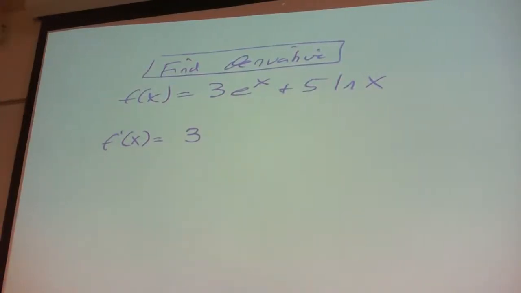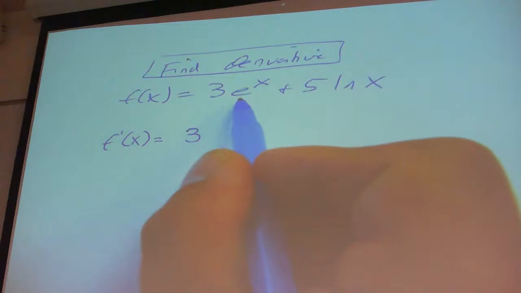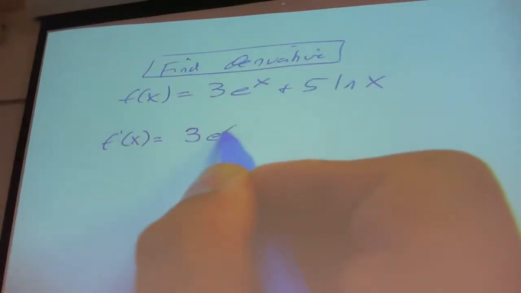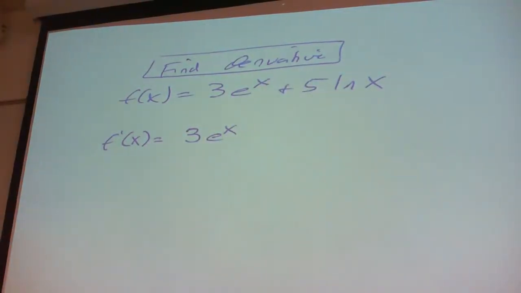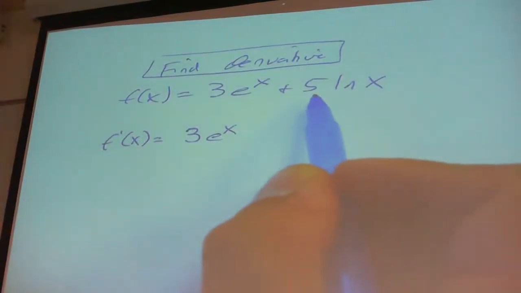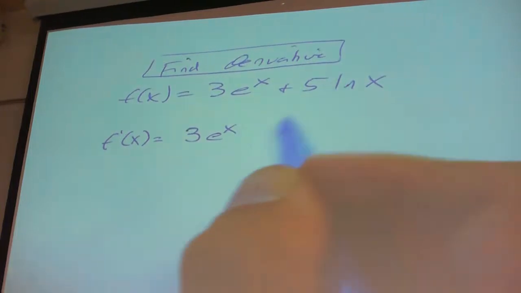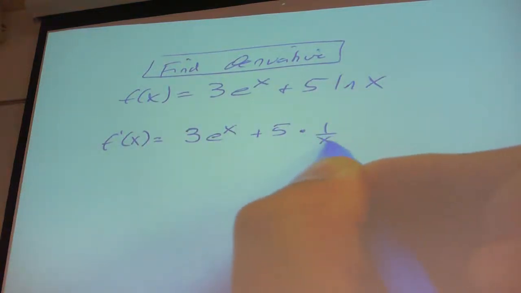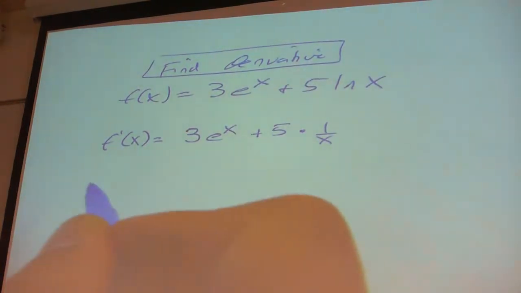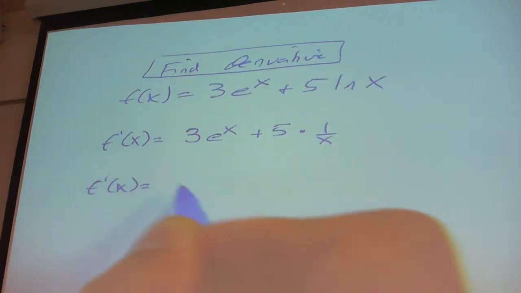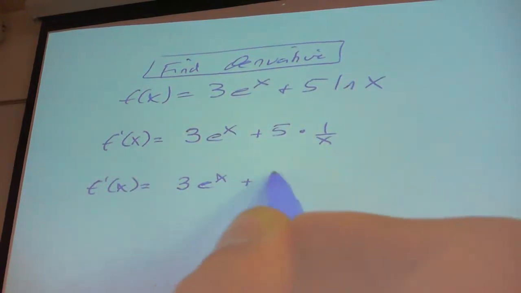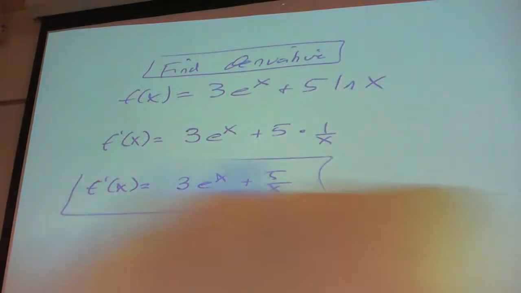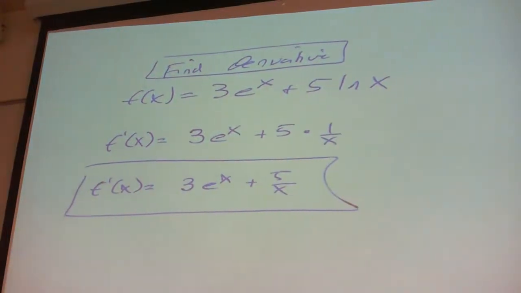Then, here's the new stuff. What's the derivative of e to the x? Ta-da! Not too bad. Now we take the derivative of the second one. What happens to the number in front? Stays in front. What's the derivative of ln of x? So I would write our final answer as 3 e to the x plus 5 over x. Means the same.